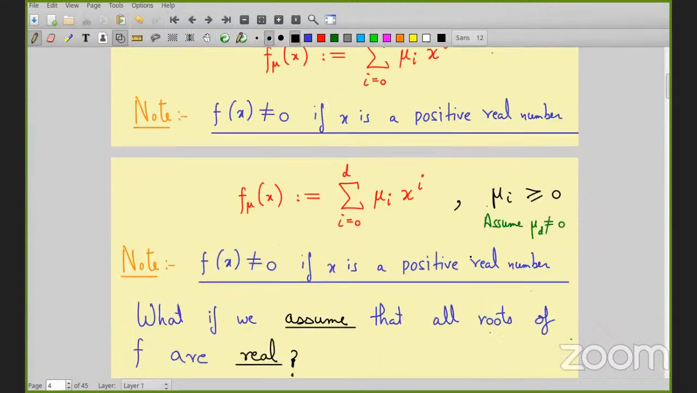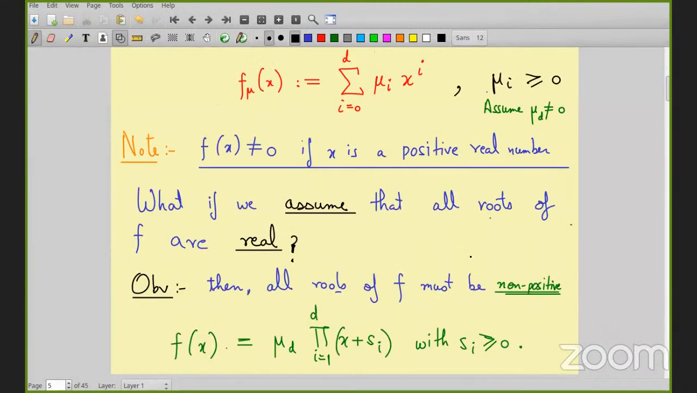So let's keep that in mind. But now suppose that we assume that its roots are also real. Instead of first trying to find the locations of roots, let's assume something about the location of roots. Suppose I'm told that I have this probability distribution, I write down the generating function of this probability distribution on 0 to d, and I'm also told that the roots of f are real. So where should these roots be now?